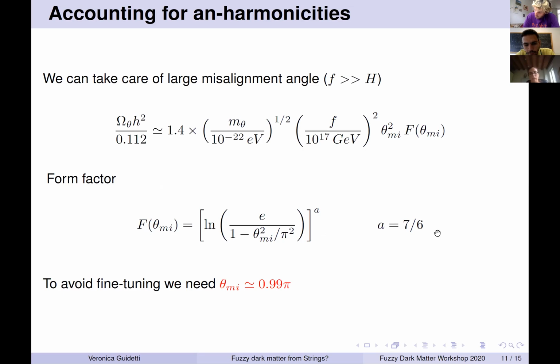And well, we found that in order to avoid any other fine tuning, we need to tune the misalignment angle extremely near to pi. And then one would ask, okay, but if you start too near to the maximum, then you can end up having domain wall problems and other problems. Then we try to figure out which were the consequences in taking such a huge value.